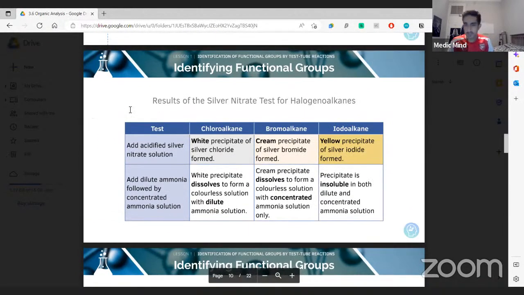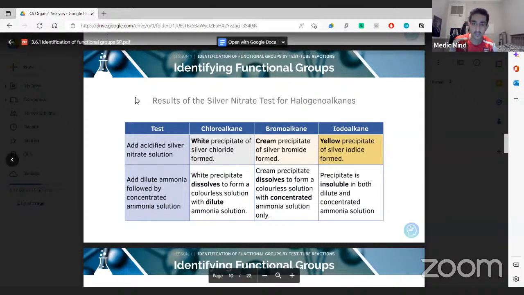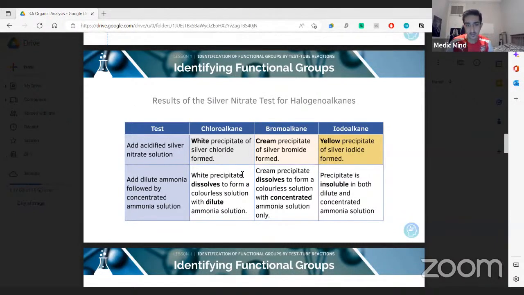But yeah, you need to remember these colors. So chloroalkane will form a white precipitate, bromoalkane will form a cream precipitate, and iodoalkane will form a yellow precipitate. And then in ammonia, the chloroalkane precipitate dissolves immediately with dilute ammonia. The cream bromoalkane dissolves with concentrated ammonia. And then the yellow iodoalkane is insoluble in both dilute and concentrated ammonia. And remembering those is very important for your exams.